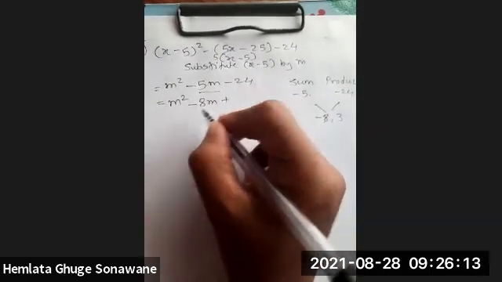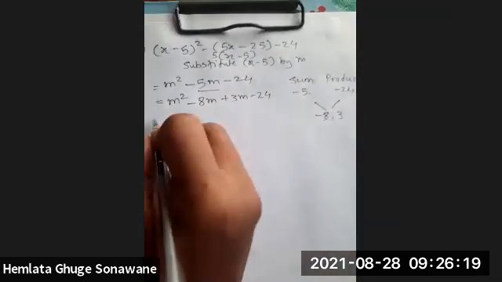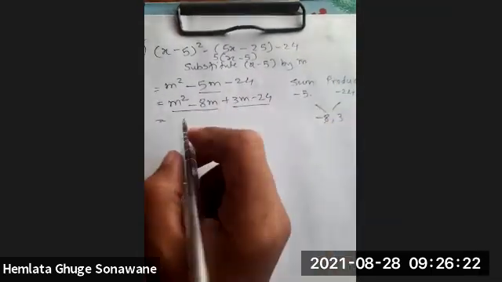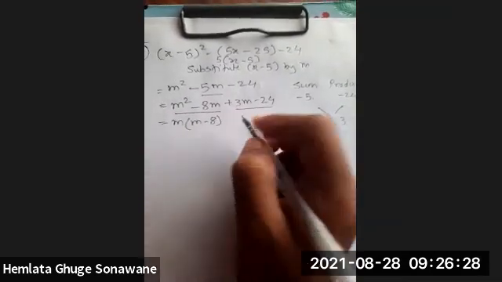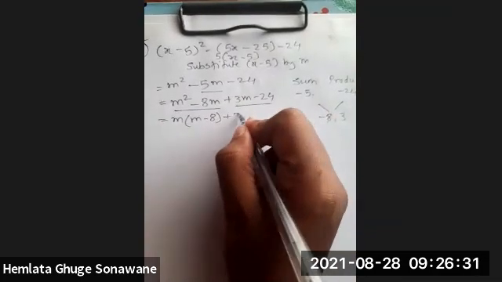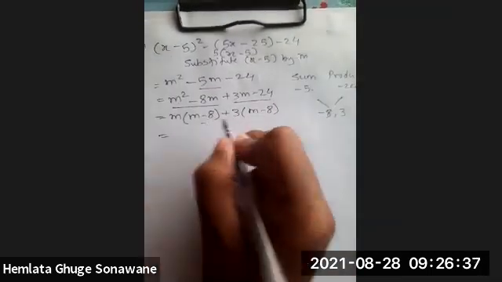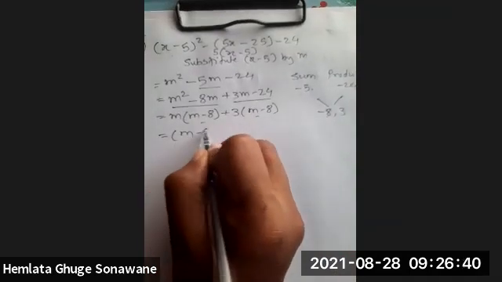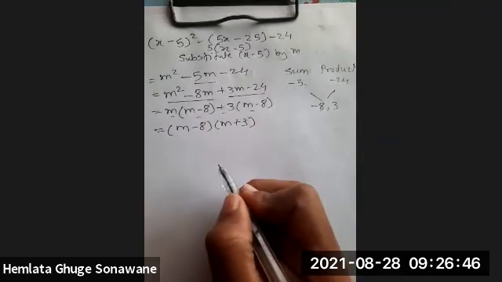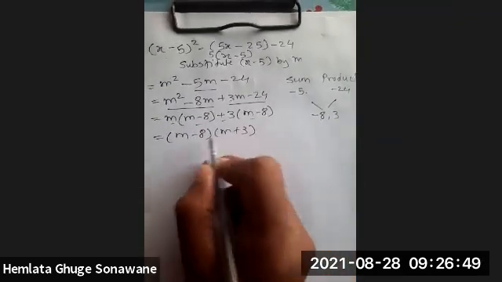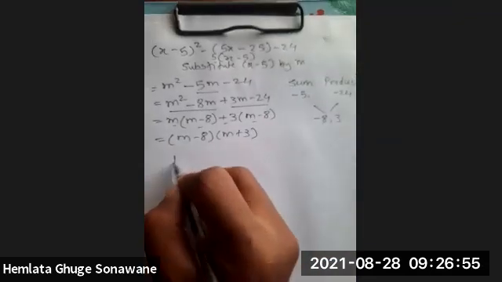We'll write m square as it is, minus 8m plus 3m minus 24, splitting 5m. Now we'll take common factors here. We'll take m common here, so m minus 8 remains. Then here we'll take 3 common, so we can write m minus 8. We'll write this bracket again, m minus 8, and m plus 3 in the other bracket. Now we'll resubstitute x minus 5. Okay.